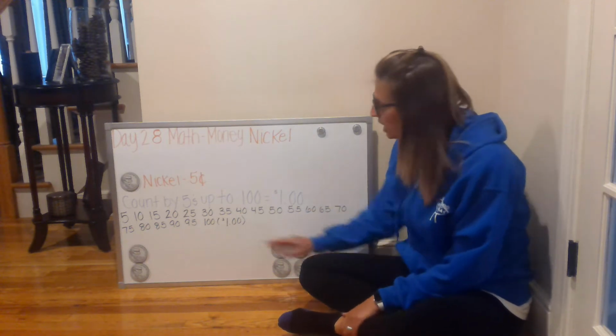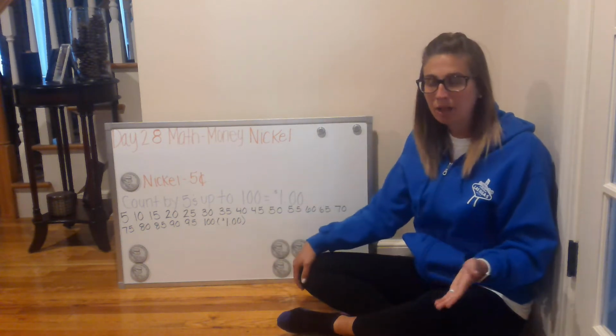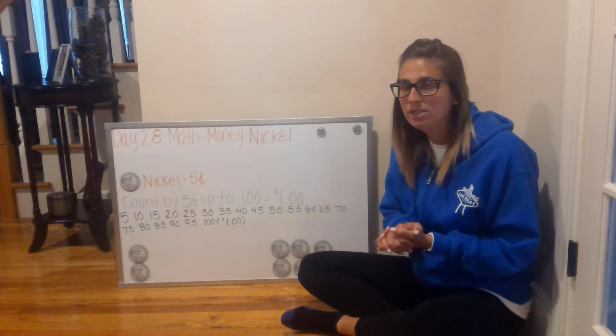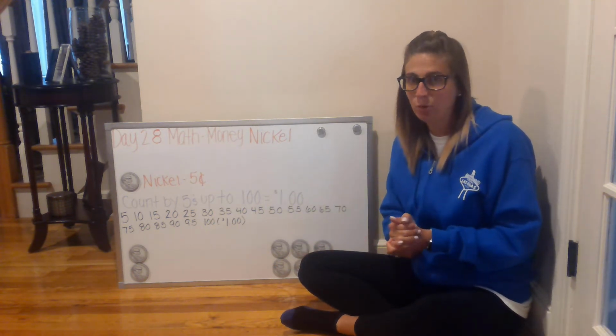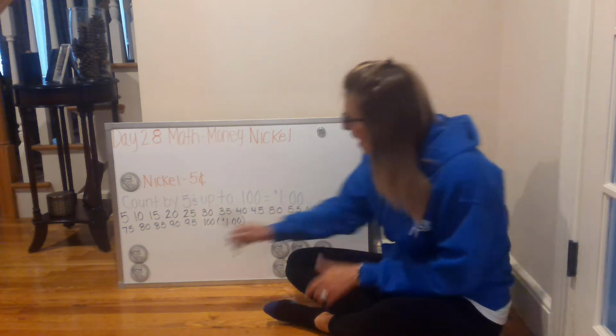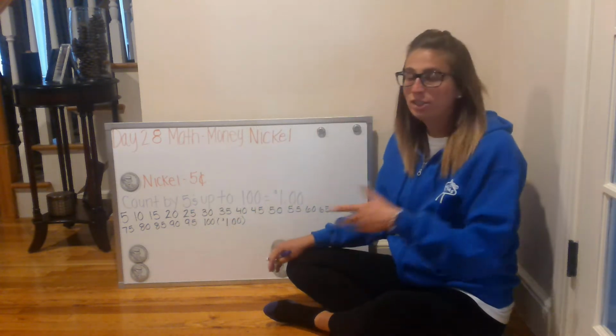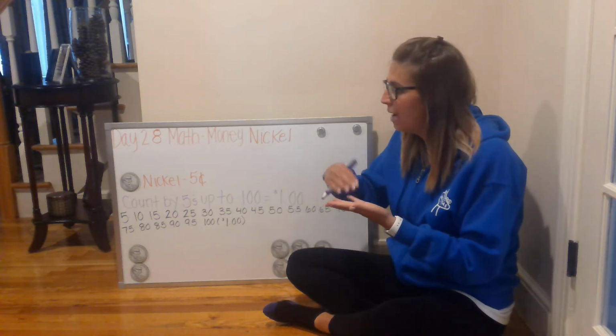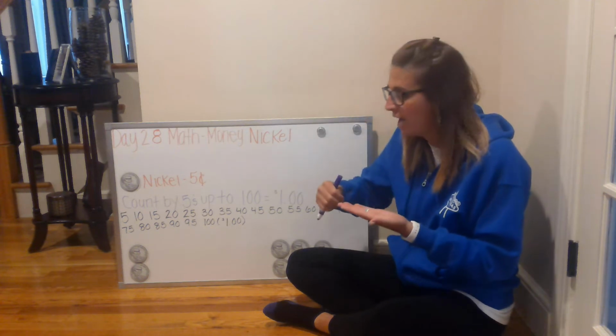So what I have here is two problems that I'm going to model, and then I'm going to go over our worksheet, and then we're going to complete two problems together before you complete the rest of the worksheet on your own. In my first group over here, I have 2 nickels. First I'm going to identify how many nickels I have, and that's going to tell me how many times I have to count up from 5.